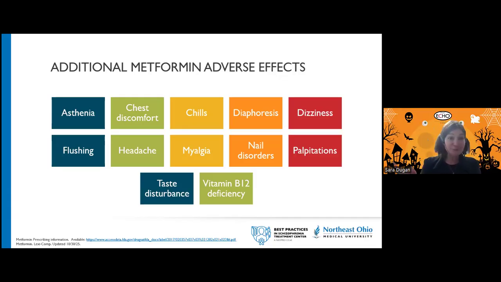And the other adverse effect, which was the main one I was looking for when I pulled that list of adverse effects, is the vitamin B12 deficiency. So chronic use of metformin can result in vitamin B12 deficiency, which may then result in megaloblastic anemia. So we don't want to put patients at risk. So that would be something just to be mindful of, making sure that we're monitoring for that and potentially even supplementing that, a multivitamin or even a B12 supplement.